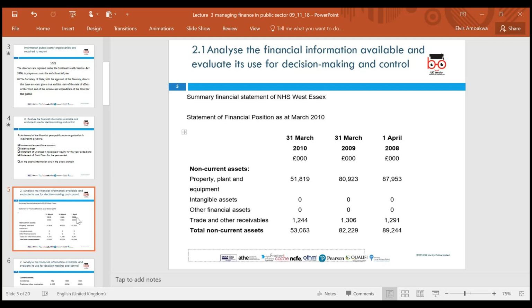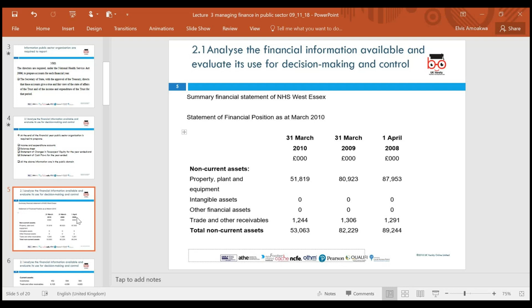I've broken down the financial statement into different slides, so bear with me. If I need to come back, I'll come back for you to see. So we have the net non-current assets. Non-current assets are more or less fixed assets, something that you can see. You've got property, plant and equipment, all the equipment in the hospital. They are all non-current assets. And they've got trade and other receivables. So the total non-current assets for 2008 is 89,244.